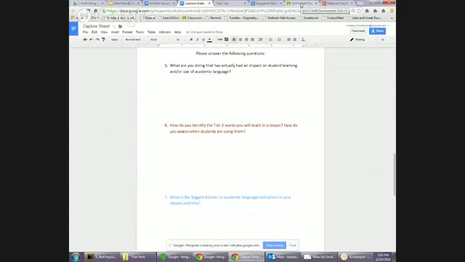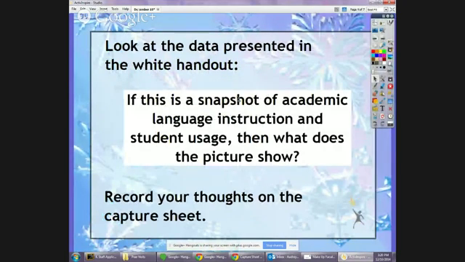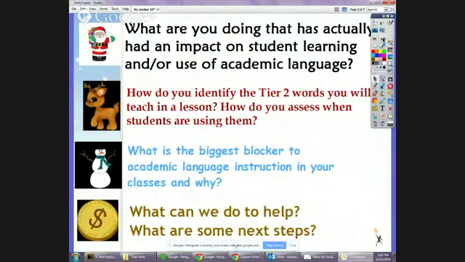Now, I want to take you back just for a moment to our flip chart. This is the question that you're answering and the notes page. And then these were our wrap-up questions. I'm going to ask you to answer these questions too on that notes page. What are we doing that's actually had an impact on student learning and use of academic language? How do you identify tier 2 words that you'll teach in a lesson? How do you assess when students are using them?